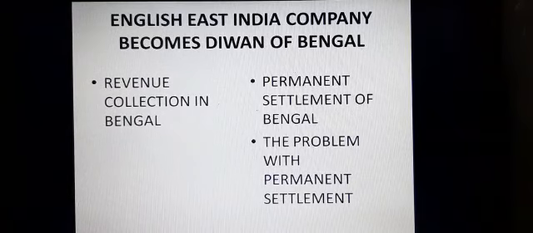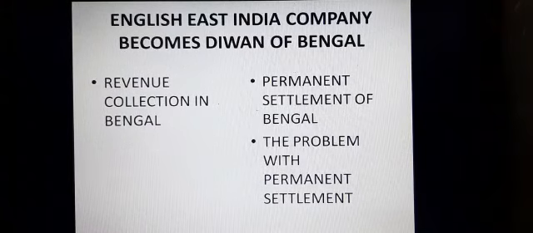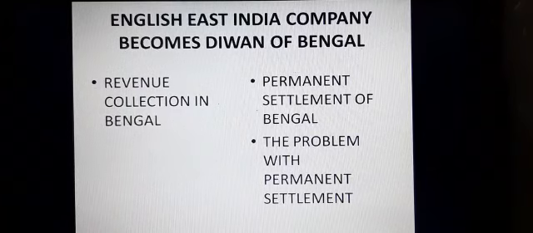Students, there were many problems with the Permanent Settlement, like the zamindars didn't do anything to improve the quality of the land, and the revenue fixed by the company was very high. And the third one was that the zamindaris, meaning the land area of the zamindars, were auctioned and sold off if they failed to pay the revenues. These were all the problems.